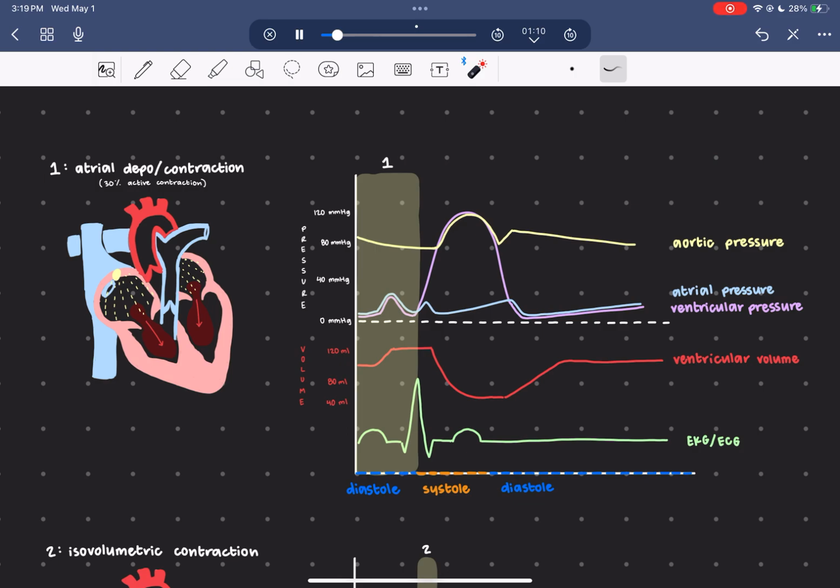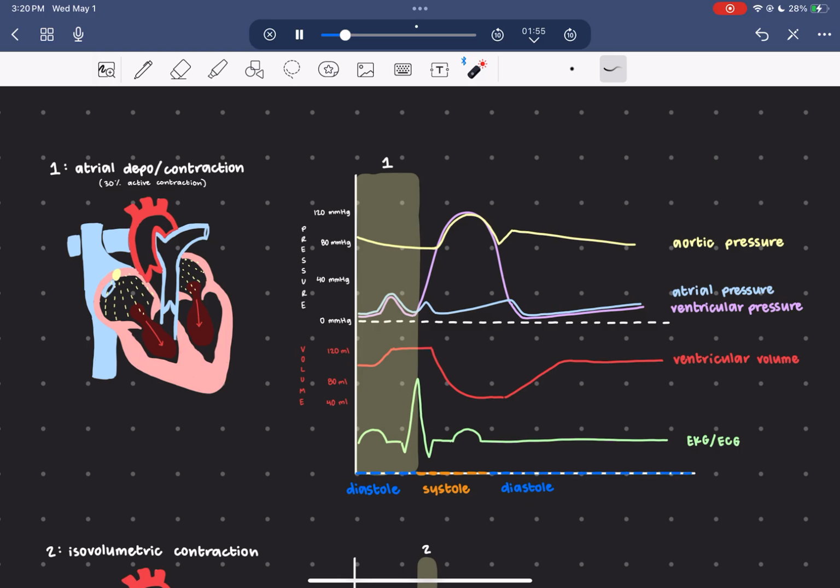Now within this highlighted section, you'll see that atrial depolarization is occurring here. This is at our P wave and part of the QRS complex. So starting within the left and right atria, this is happening due to our P wave. And we're going to see an increase in ventricular volume because of that 30% active contraction. That blood is leaving the atria and entering into the ventricles, which is why we have a bit of an increase in ventricular volume, as well as it begins to plateau because that blood is all now within the ventricles.